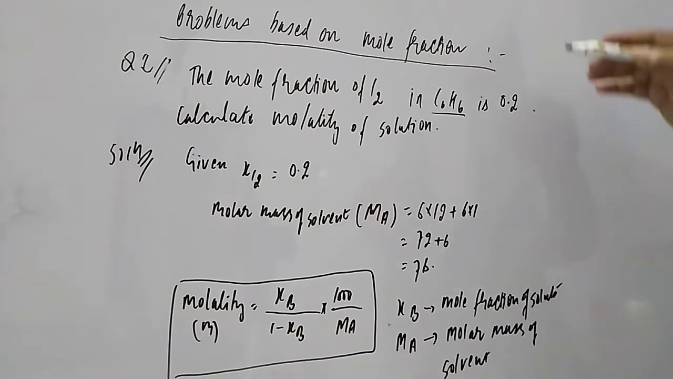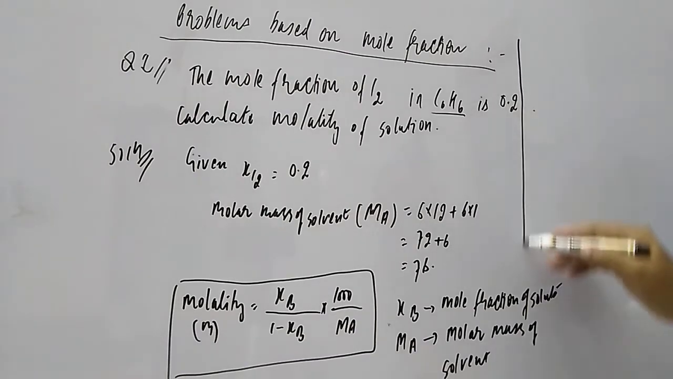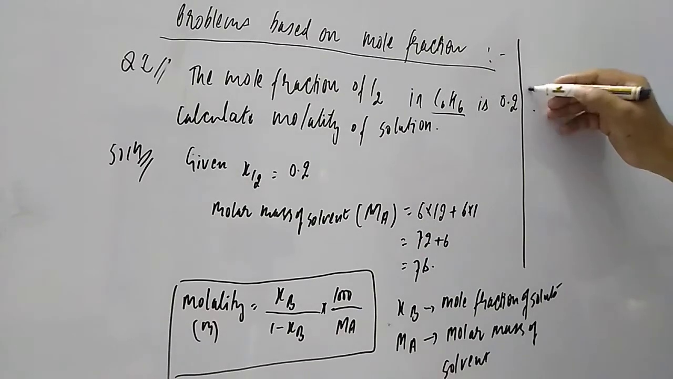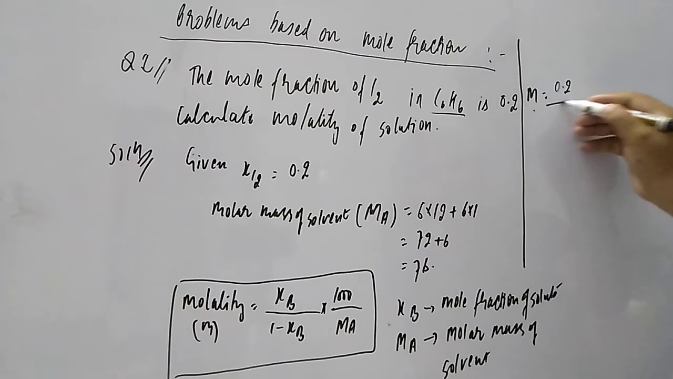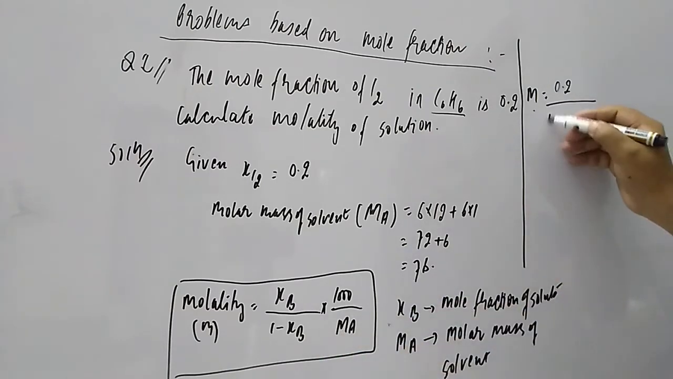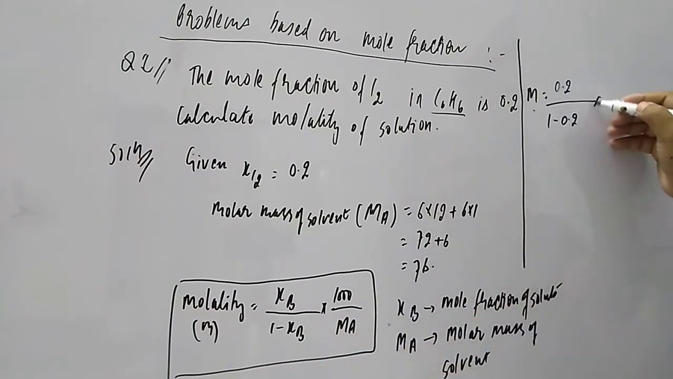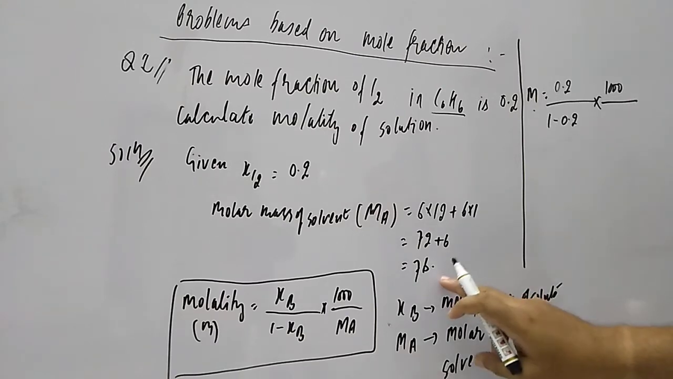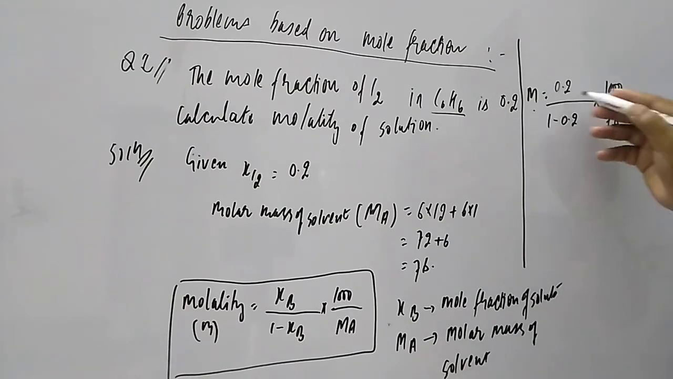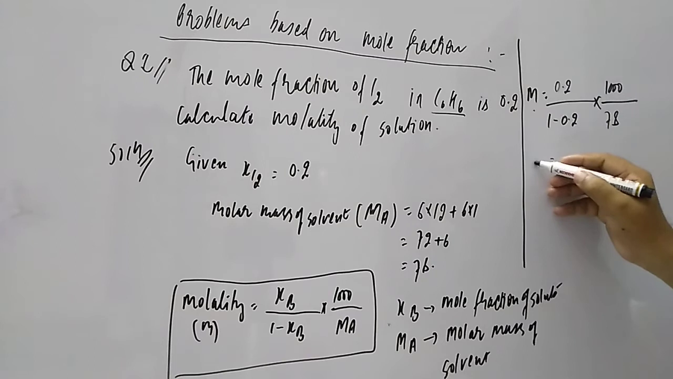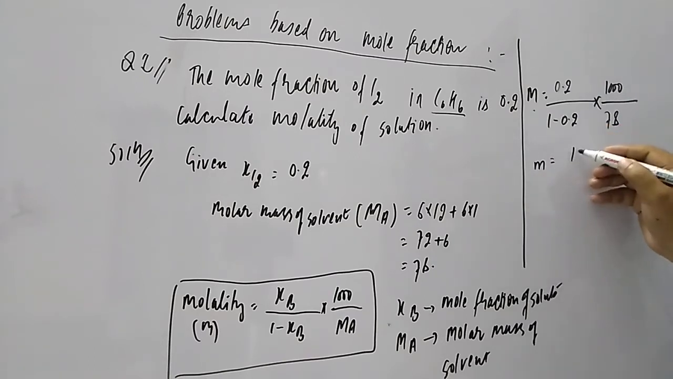So here in the half side of the board, we are going to solve this problem. Molality m is equal to xb, which is given as 0.2, divided by 1 minus 0.2, multiplied by 1000, divided by Ma. Ma given is 78. If you calculate this, how much will come?